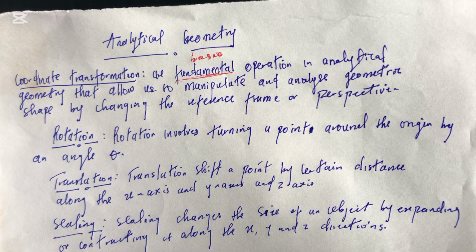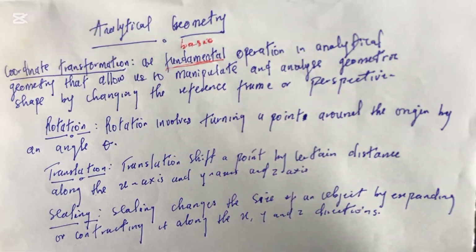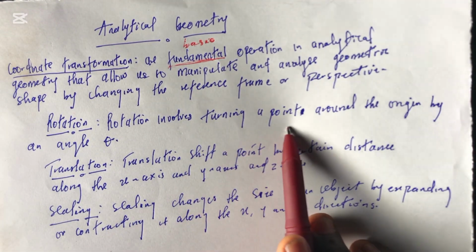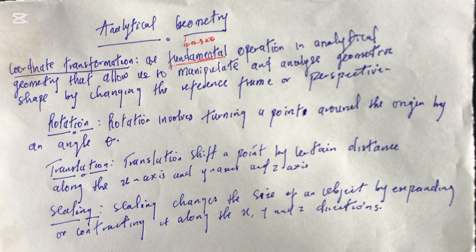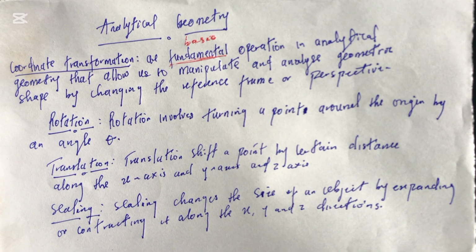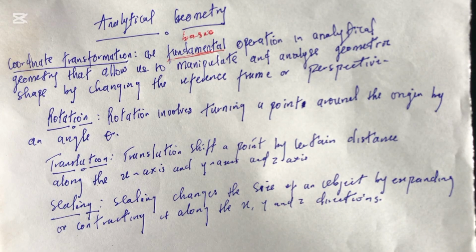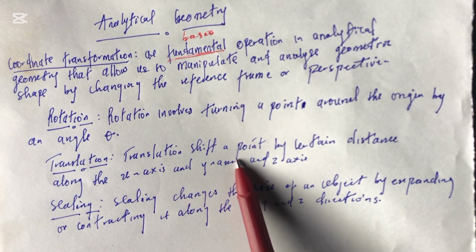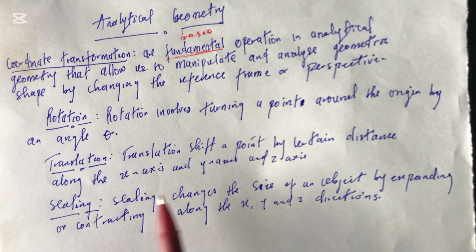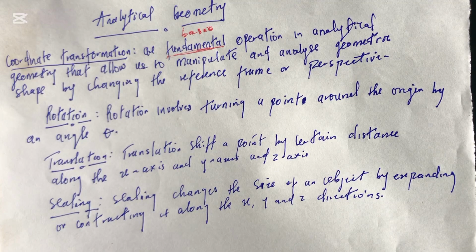Now, if we move to the next one, you'll see rotation. Rotation involves turning a point around the origin by an angle of theta. Now, we look at translation. Translation shifts a point by a certain distance along the x, y, and z plane.